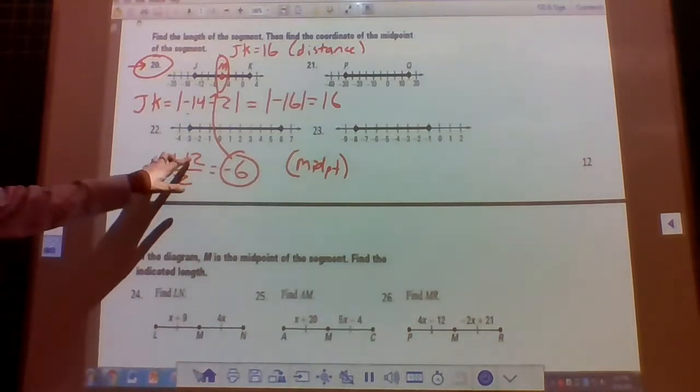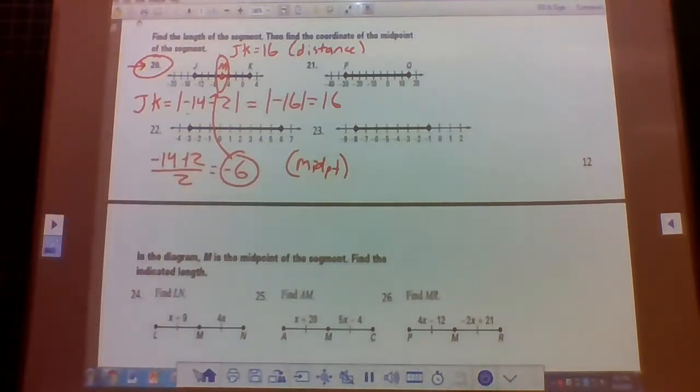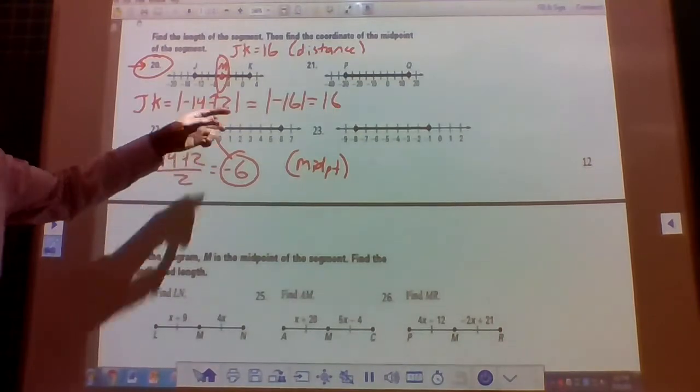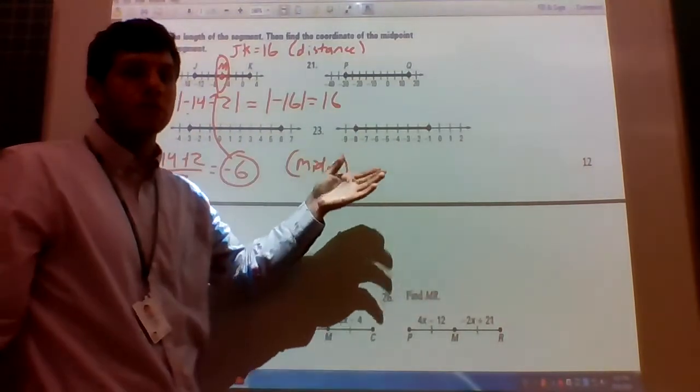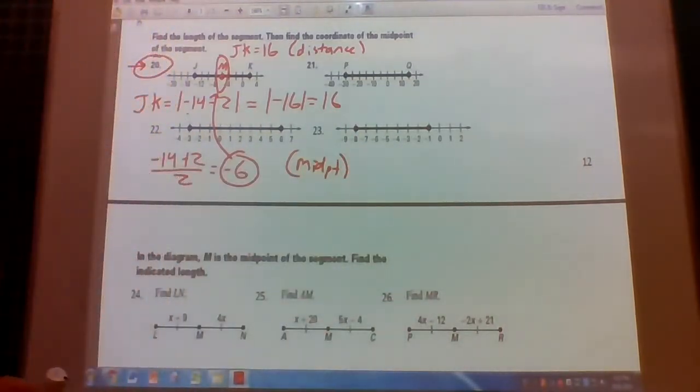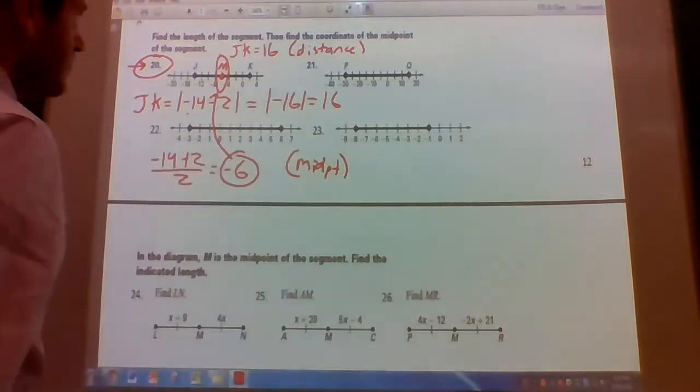Take the average. And 2 endpoints, add them together, divide by 2. Here we took the absolute value of the difference. Difference meaning subtraction. Okay, or just count. Just count how far apart they are.